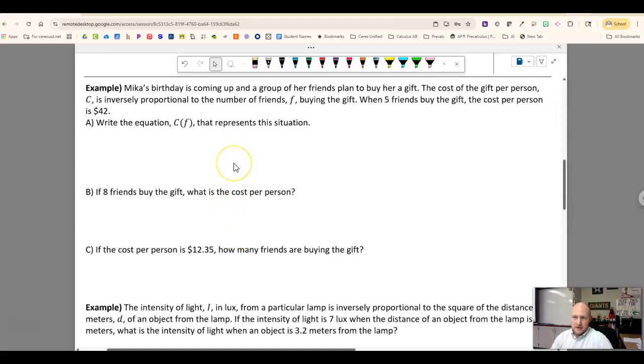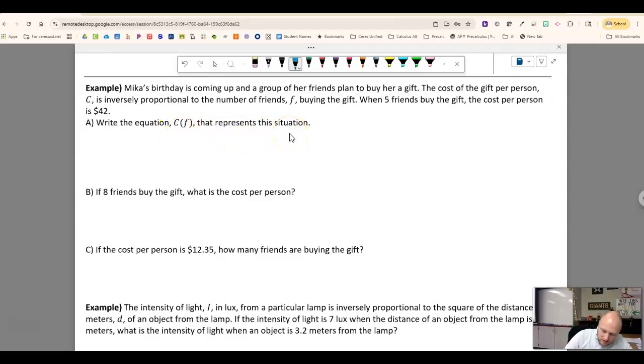Micah's birthday is coming up, and a group of her friends plan to buy her a gift. The cost of the gift per person, C, is inversely proportional to the number of friends, F, buying a gift. When 5 friends buy the gift, the cost per person is $42. So first of all, I want to talk about the model. They say write an equation C of F that represents this situation.